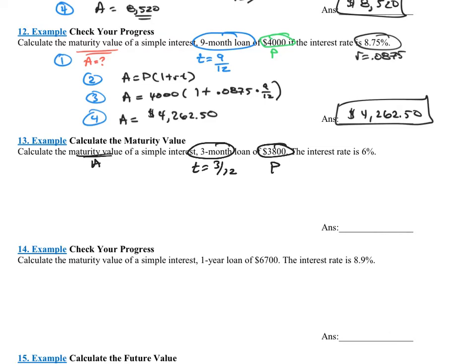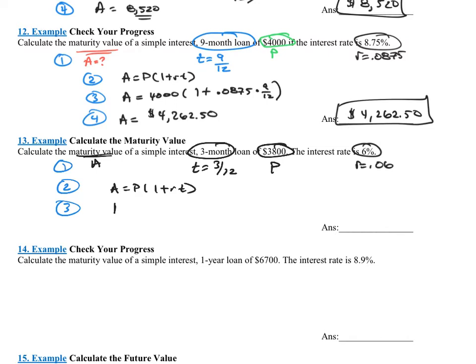$3,800, that gives me my initial loan amount in this case. And because interest rate isn't labeled, we know that's in terms of years, so this is R equals 0.06. That's step 1, identifying my variables. Step 2, write that formula: A equals P times 1 plus RT. I plug in the numbers for step 3.